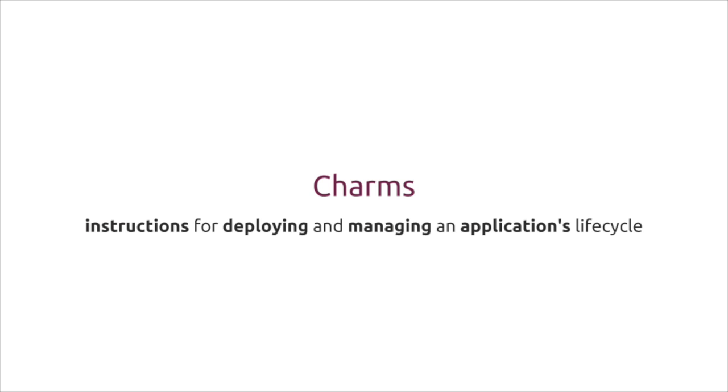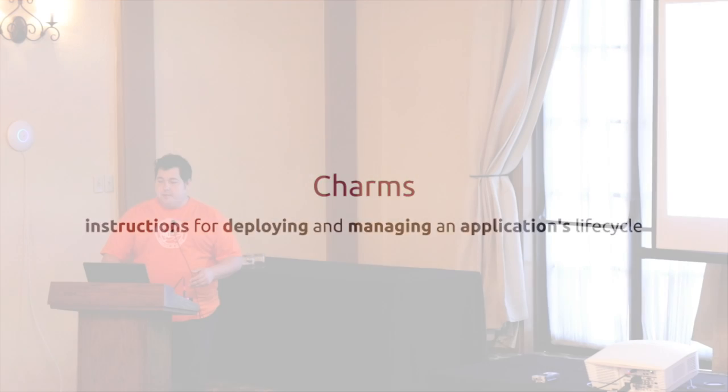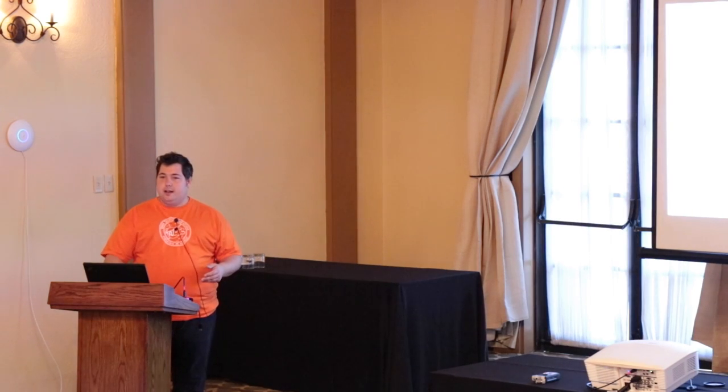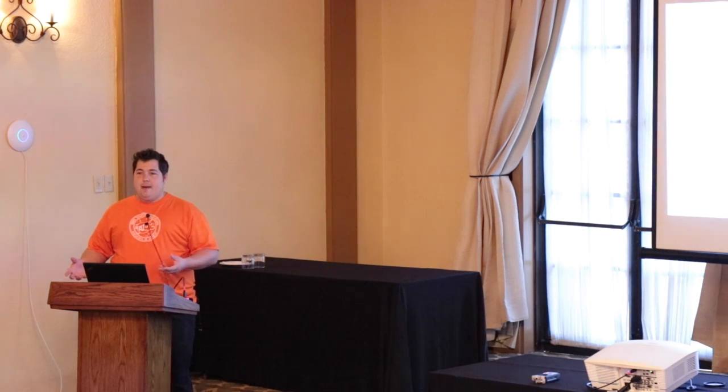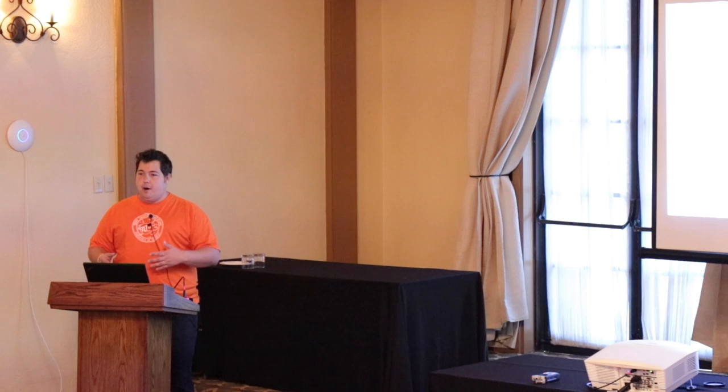So charms, ultimately, are that encapsulation of operations. It's the instructions not just for deploying, but also for managing the lifecycle of an application from start to finish, and everything you may want to manipulate in it. What charms really excel at is modeling that idea of manipulation over time. While today I might have just a single web app and a database, tomorrow I may have a bunch of different components plugged into it. That's the evolution that Juju allows you to model over time.